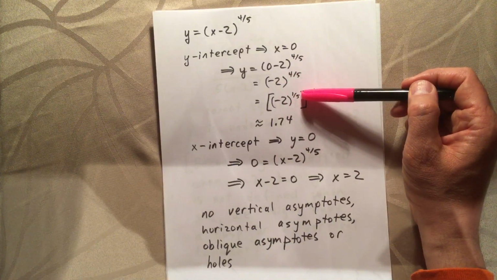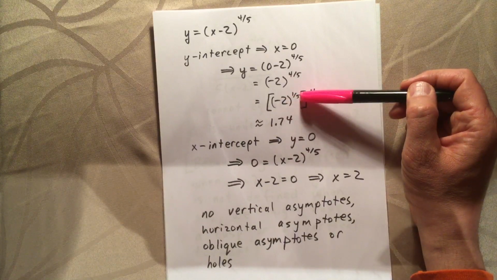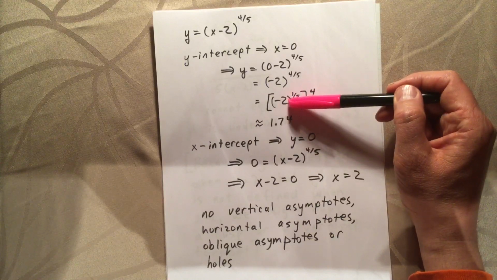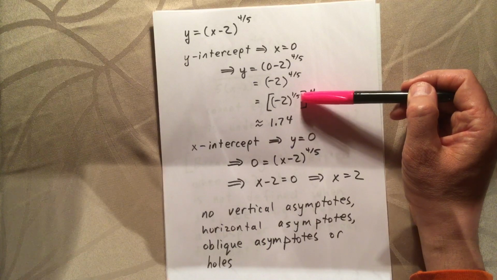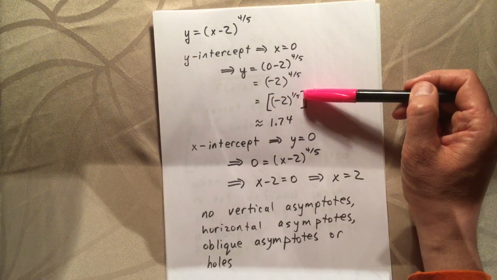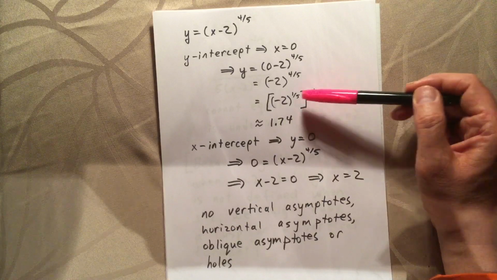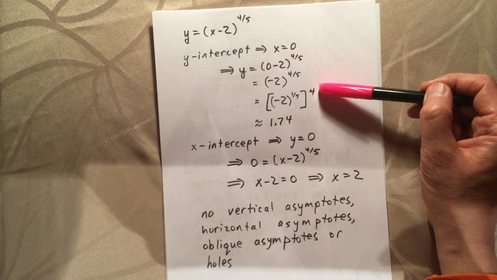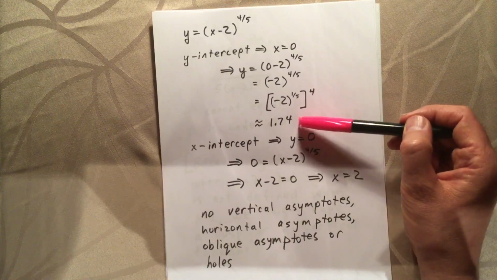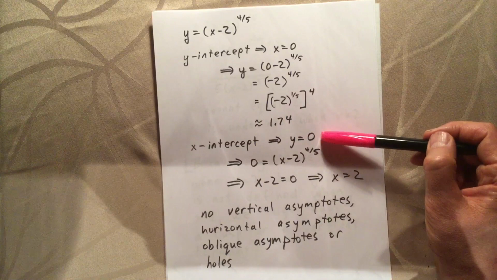In fact, it does. It's possible to have the fifth root of a negative number. A number times itself 5 times can be negative. So (−2) to the exponent 1/5 is negative. But then we raise that to the exponent 4. A negative value raised to the exponent 4 is a positive number, and in this case our y value is approximately 1.74.